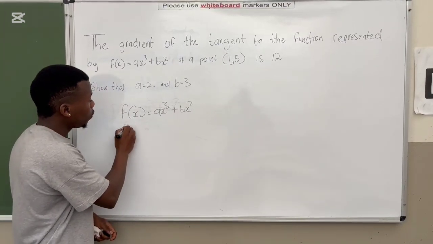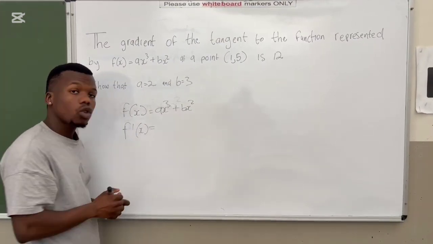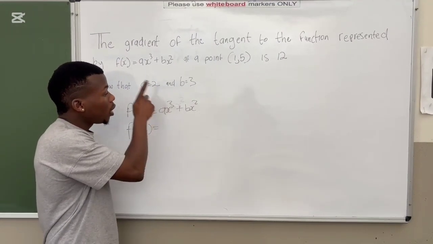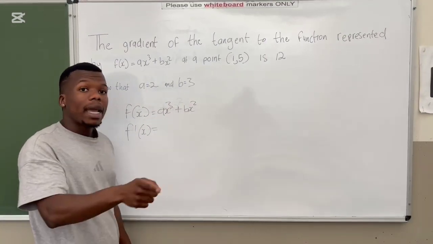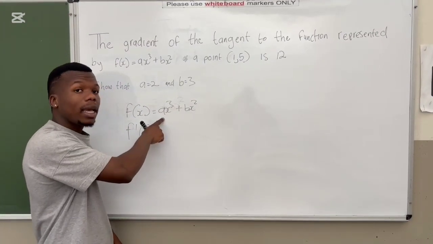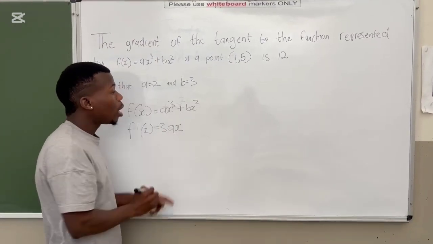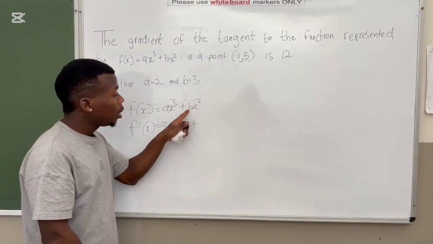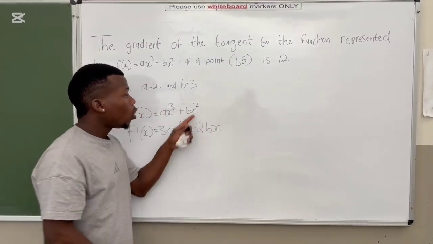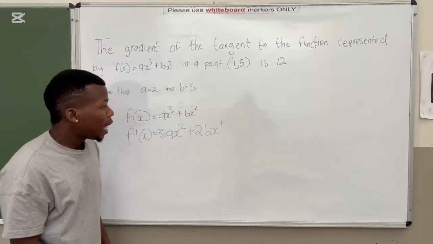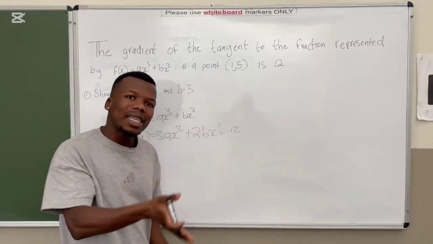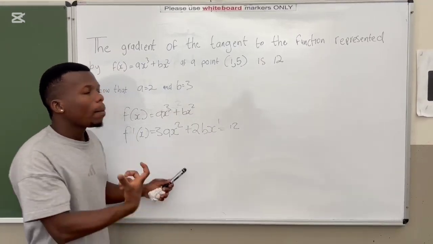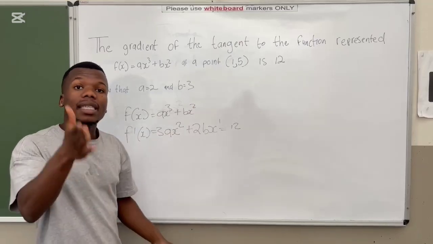What will be my first derivative? It will be f prime of x equals what? Now let's derive our function. Remember, derivation is all about the exponent multiplied by the coefficient, exponent minus 1. This will be 3 multiplied by a, which is 3a, x to the power of 3 minus 1, which is 2, plus 2 multiplied by b, which is 2b, x to the power of 2 minus 1, which is 1. And then I'm going to equate this to 12, because the first derivative is always equal to the gradient. But what is my x value here? It is this x coordinate, which is x equals 1.